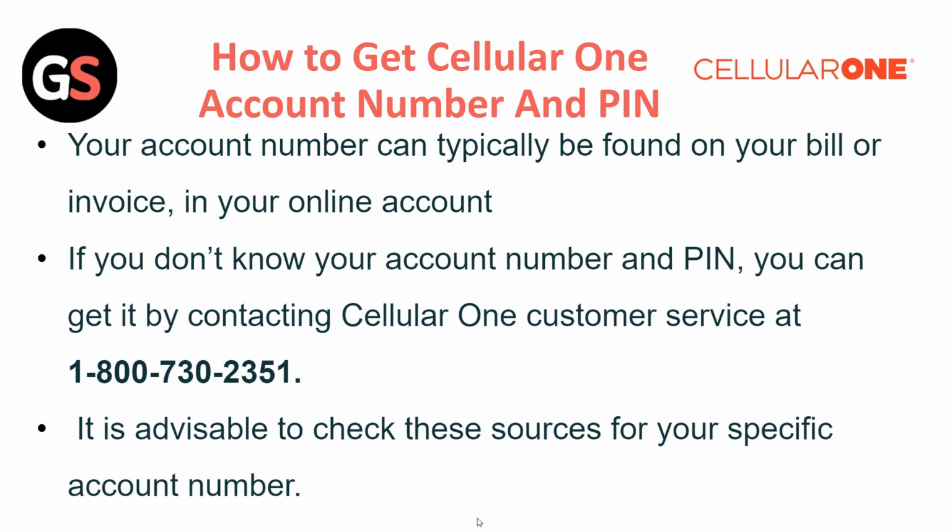So let's start. First thing, we have to get to know the account number and PIN. Your account number can typically be found on your bill or invoice, or in your online account. If you don't know your account number and PIN, you can contact their customer service executive. The number you have to dial with your phone is 1800 730 2351. It is advisable to check these sources for your specific account number.